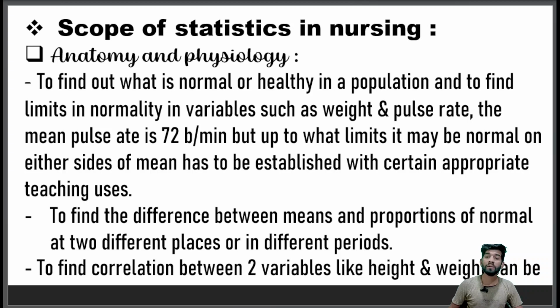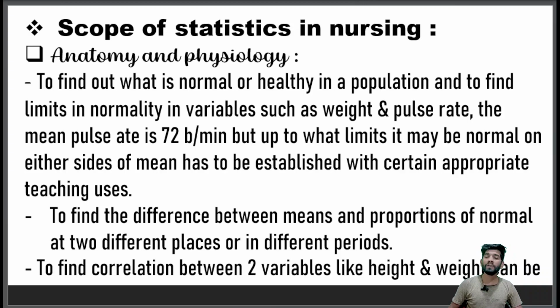For pulse rate, the mean pulse rate is 72 beats per minute, which is the normal pulse rate. But up to what limits it may be normal on either side of the mean has to be established with appropriate techniques. Here is the use of statistics. Then to find the difference between the mean and proportion of normal at two different places or in different periods.